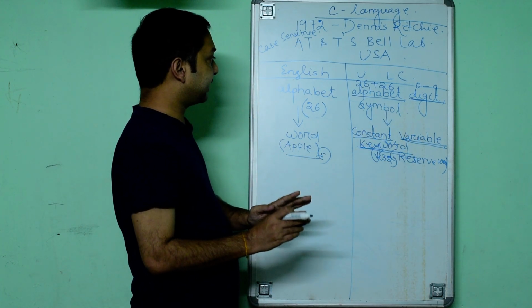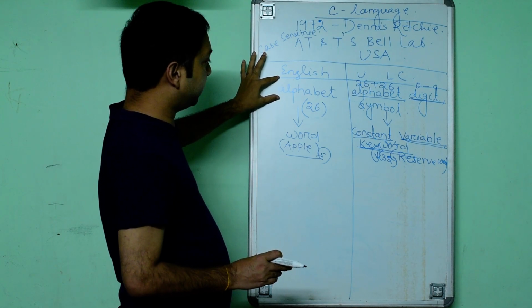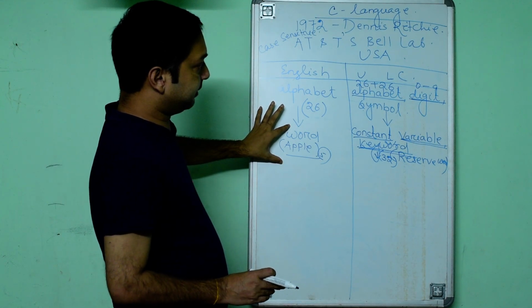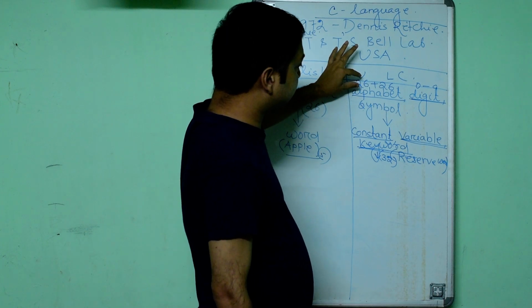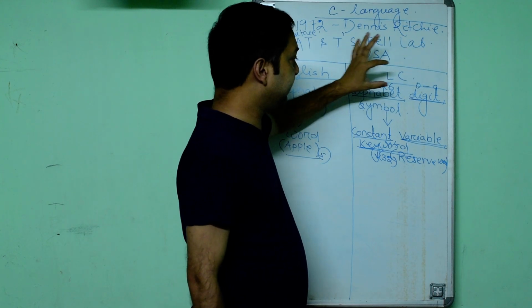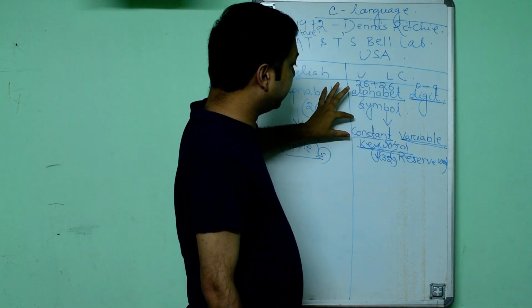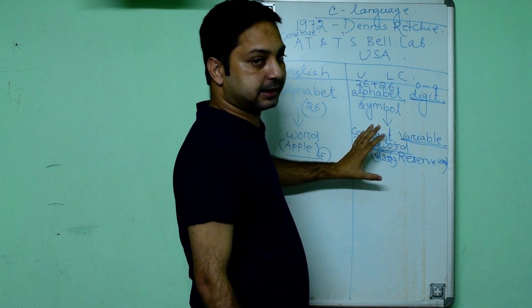So this is all about the second step. In English, the first is alphabets, and from alphabets you get words. Similarly, in any programming language, the smallest components are alphabet, digit and symbol, and from those we get constants, variables and keywords.